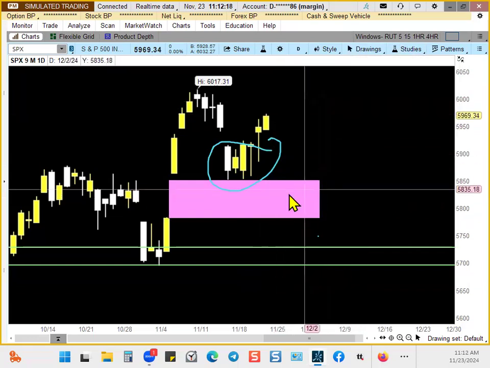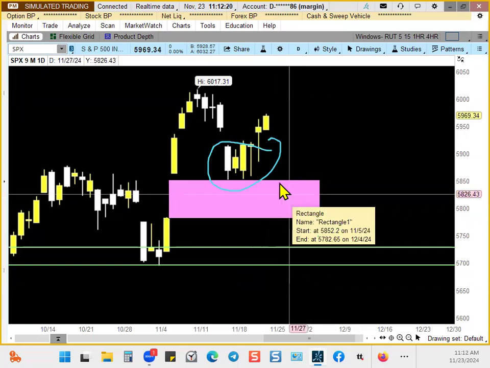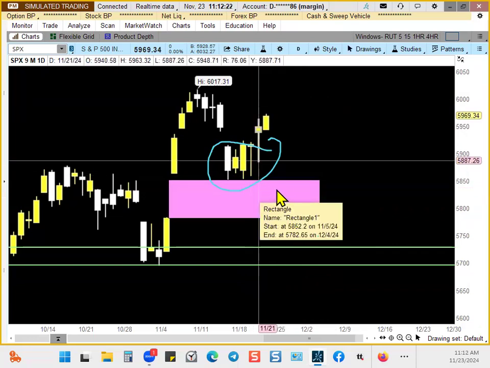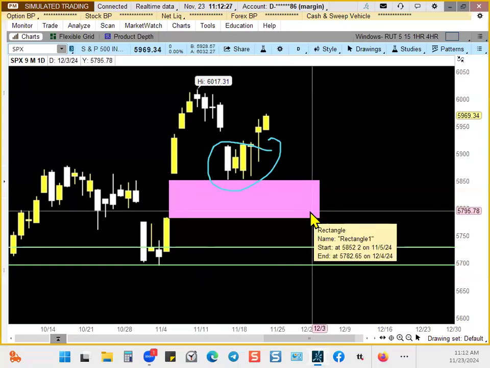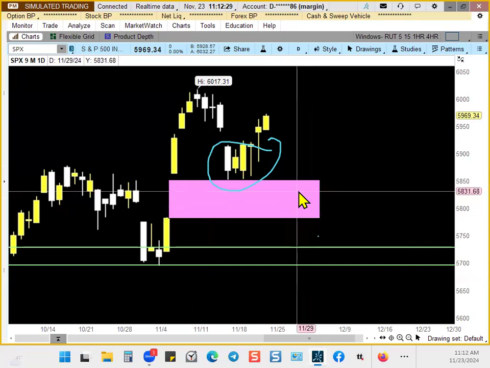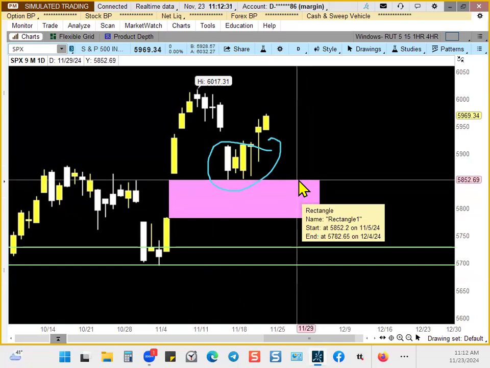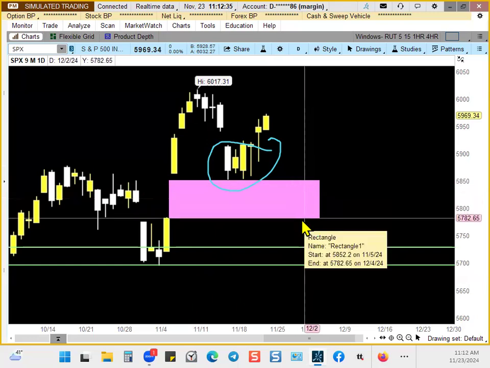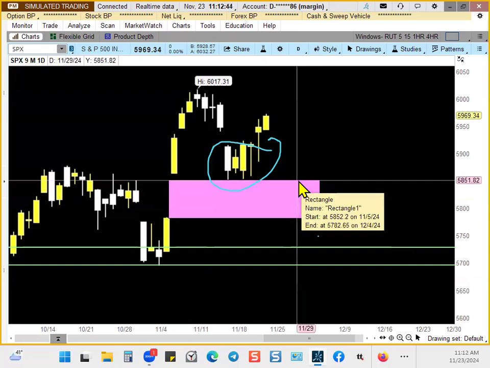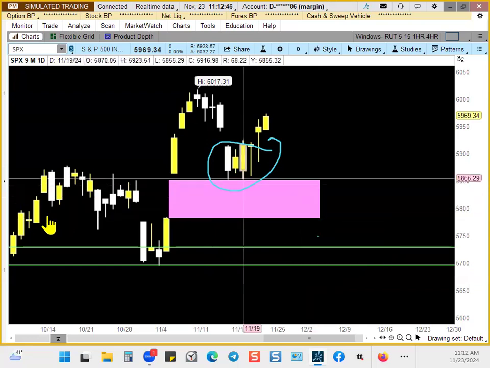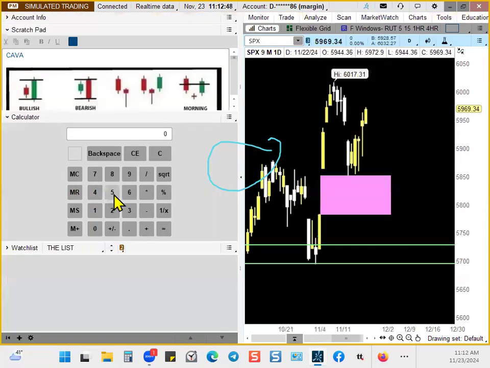Now I have to be honest, I do need to say this. When it comes to these gaps, different people trade the gaps different ways. What I mean is there are some people who see this gap and they go, okay, 58.52 is the top of this gap, and 57.80, let's say 57.82, 57.83, 58.51.